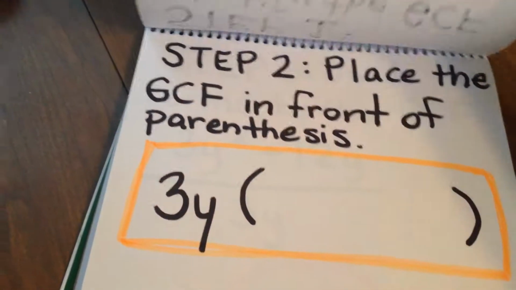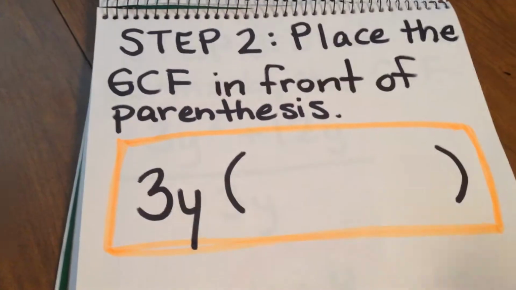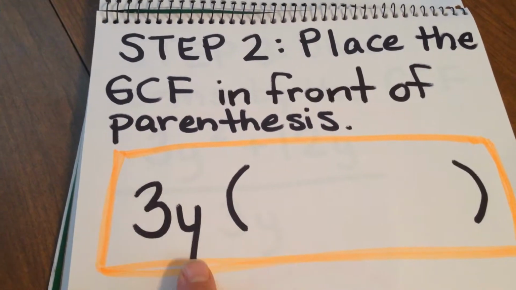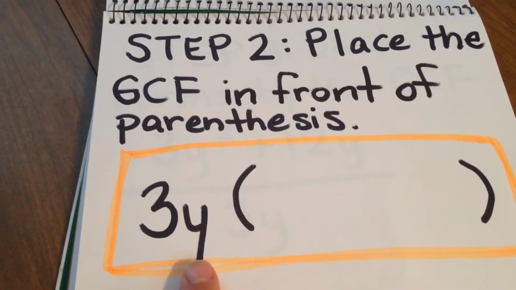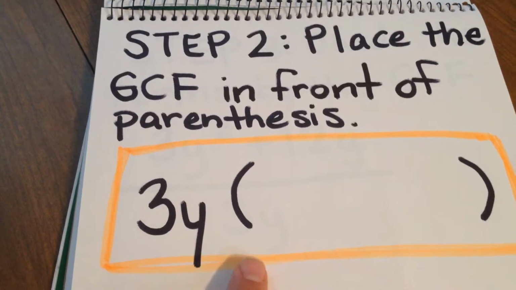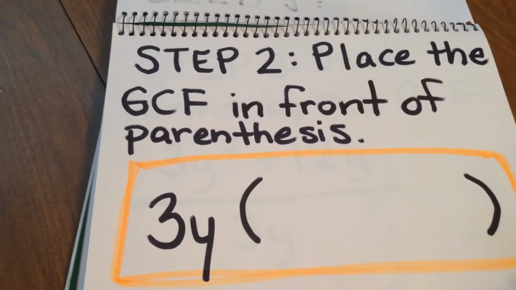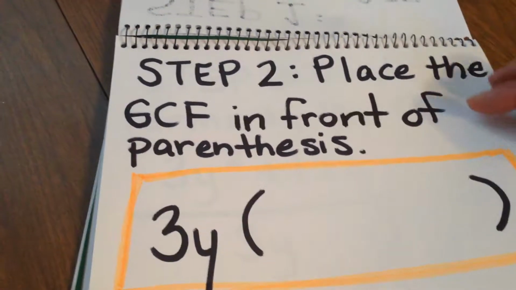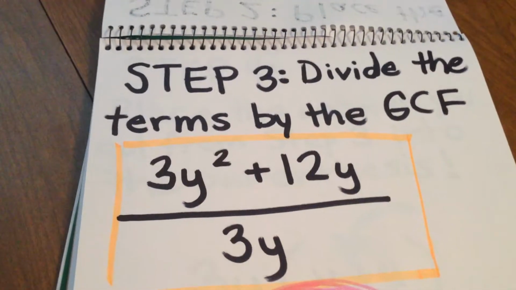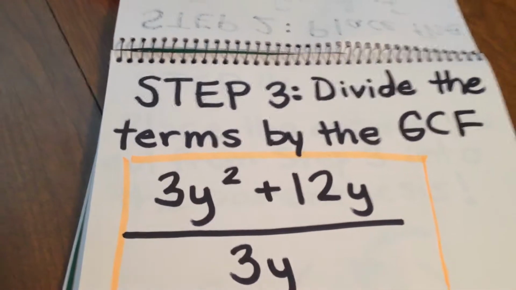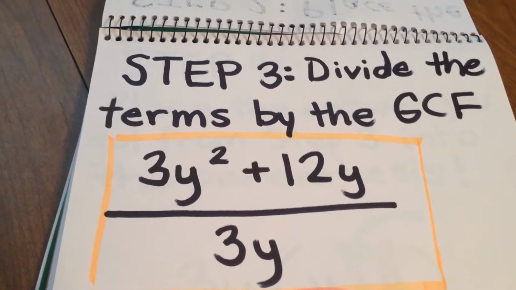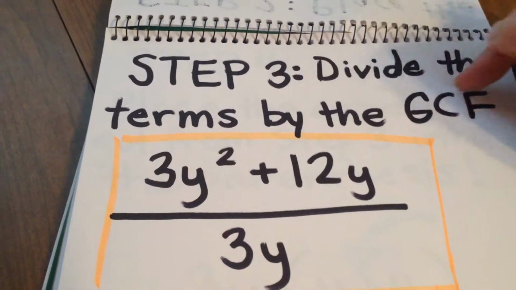Okay, so step 2. Place that greatest common factor in front of a set of parentheses. Okay, so we determined that our GCF was 3y. We have it in front of an empty set of parentheses. All right, step 3. You need to divide the terms by the greatest common factor, or GCF.